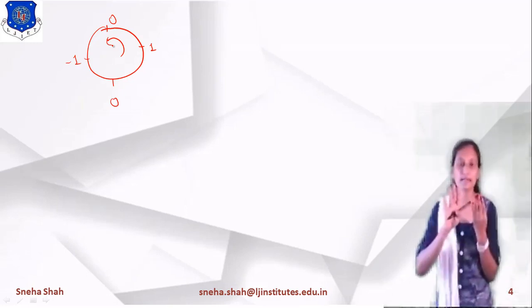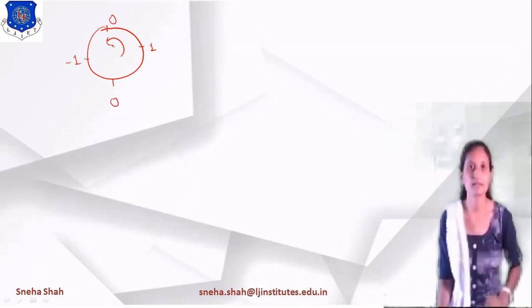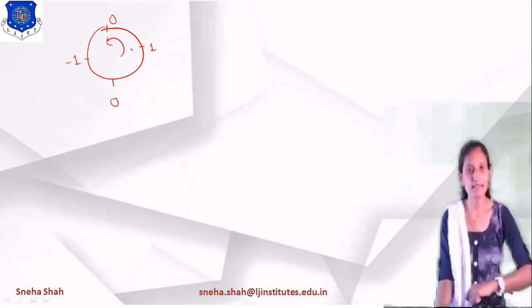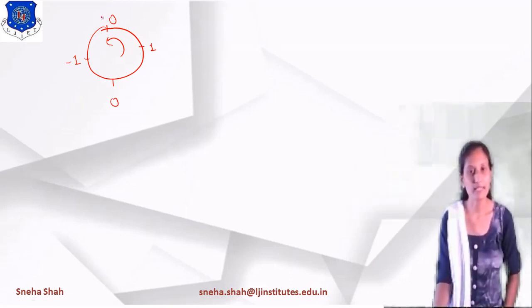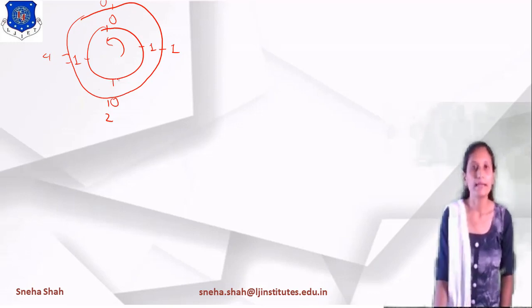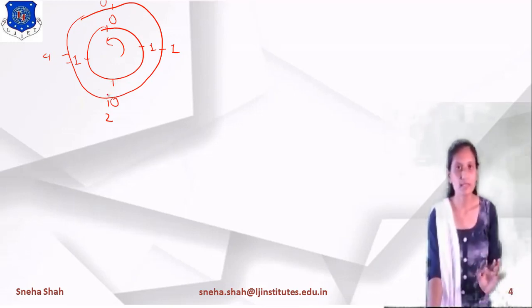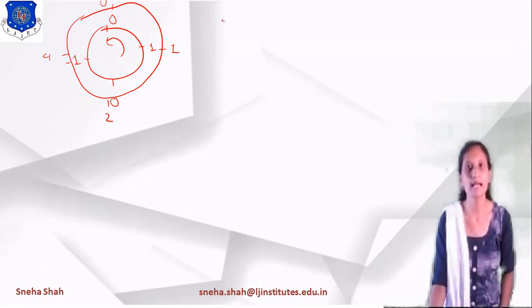So if you want to represent the other sequence in the folded form, it will be represented in the clockwise direction. As we are representing x of n in the anti-clockwise direction, we represent h of n in the clockwise direction. Then what will be the value? 1, 2, 4, 0, right? Now we just have to multiply these two terms and then add them. So it will give you the answer.